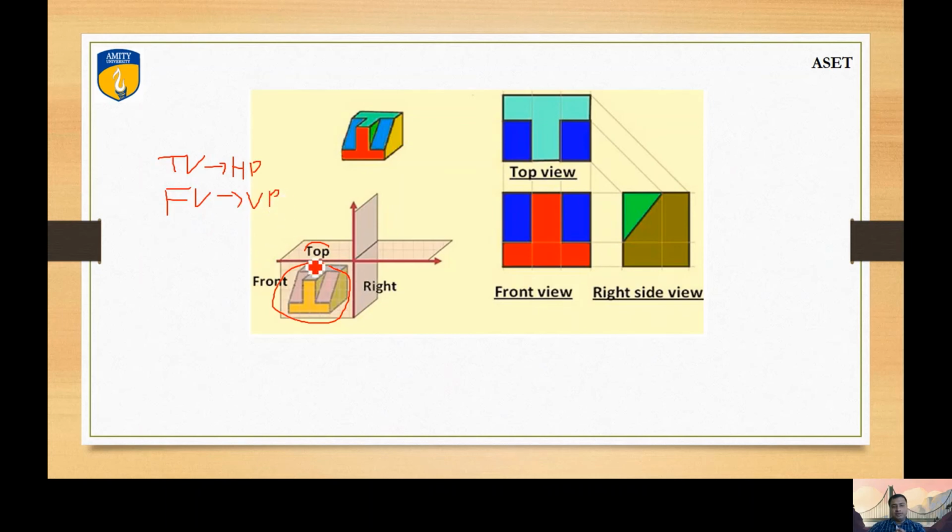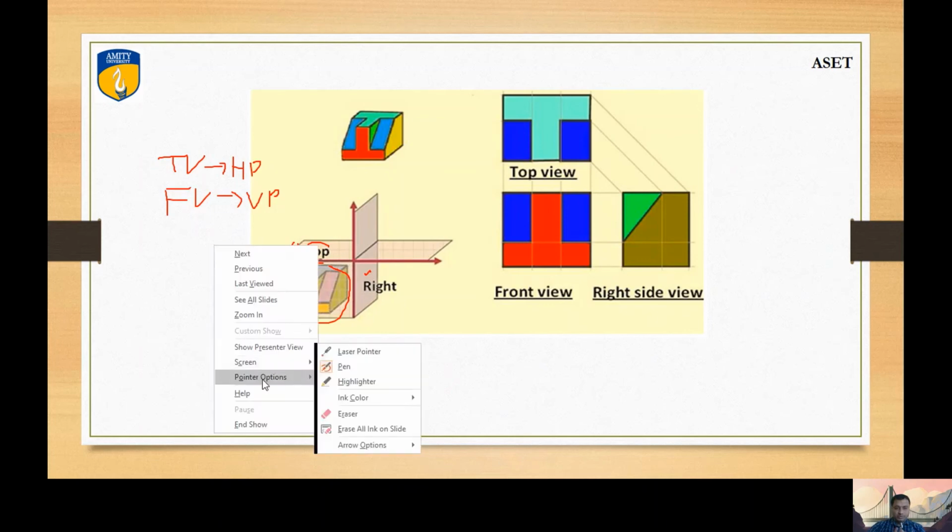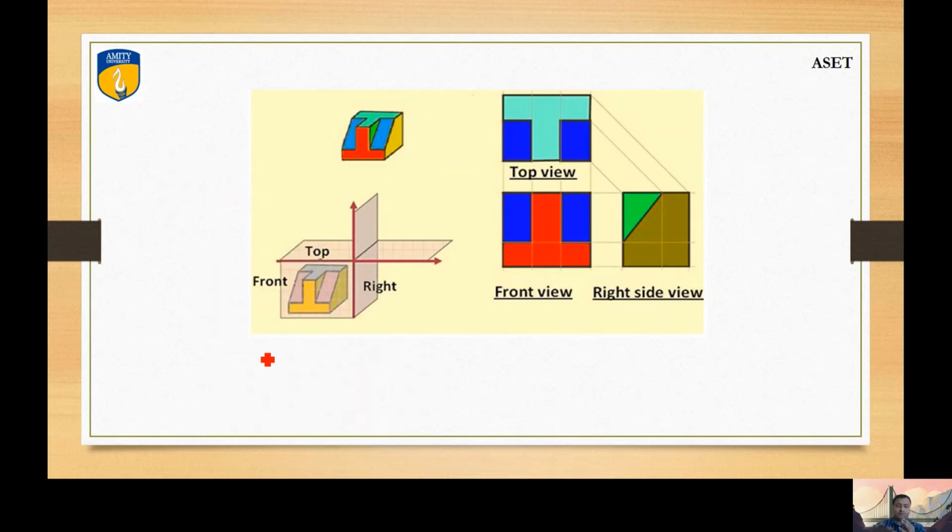Now the HP is going to rotate. We obtain the top view on the HP, and the front view on the VP. I am not going to show you the rotation part, as we all know, the HP is going to rotate. The front view, which is obtained on the VP, is fixed. So the front view is already below. If this is my X and this is my Y, you can see the front view is already below the XY. So the front view will be below the XY.